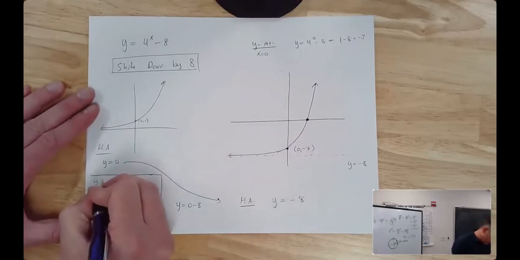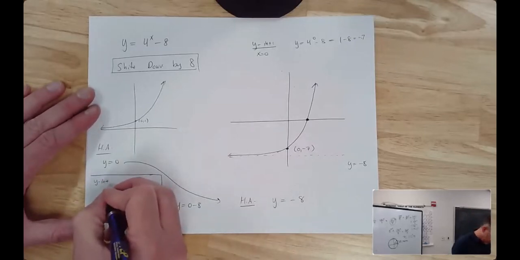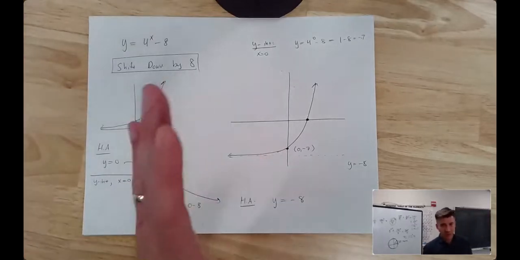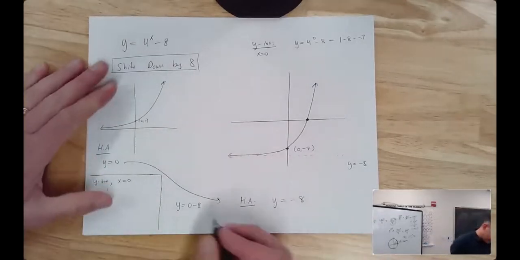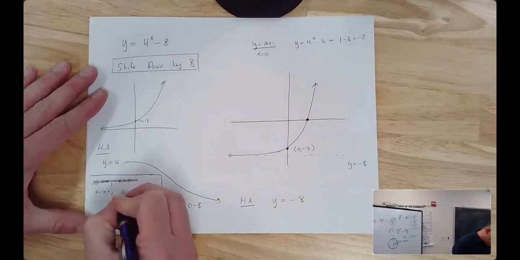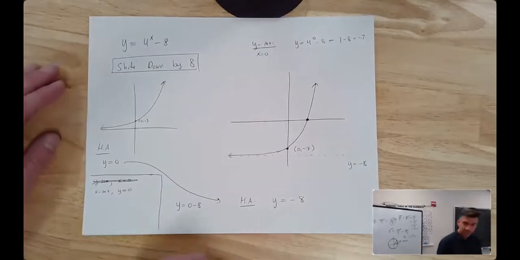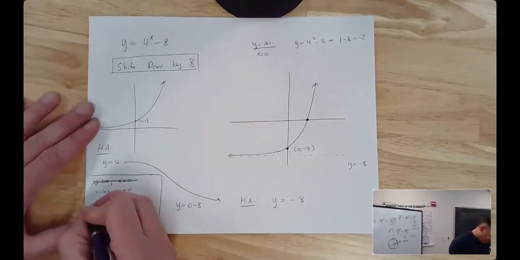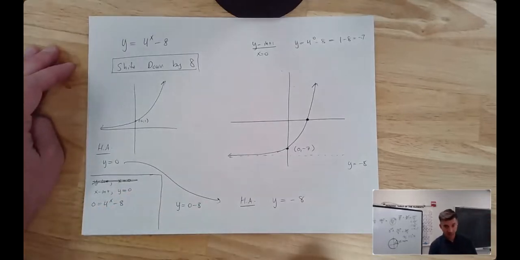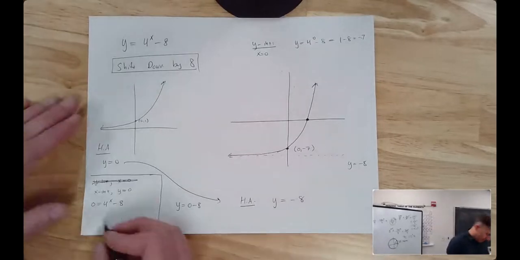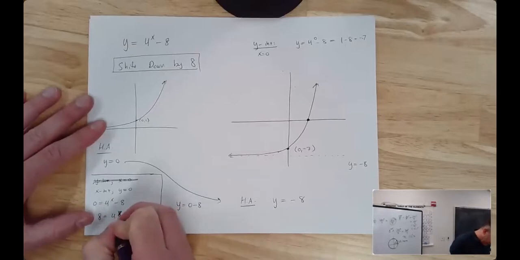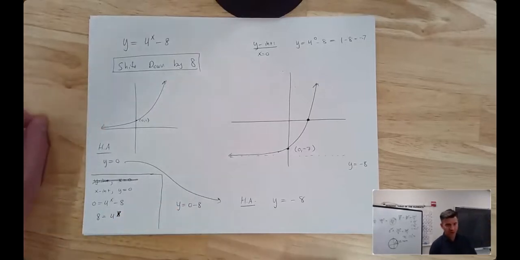So to find the y-intercept, I'm going to set x equal to 0. Sorry, whoa. That is what you would do to find the y-intercept. But what am I actually trying to do? I'm trying to find the x-intercept, by setting y equal to 0. All right. So if I set y equal to 0, I get 0 equals 4 to the x minus 8. I'm going to try and isolate the x. I'm going to write this as 8 equals 4 to the x. So 4 to what power equals 8?